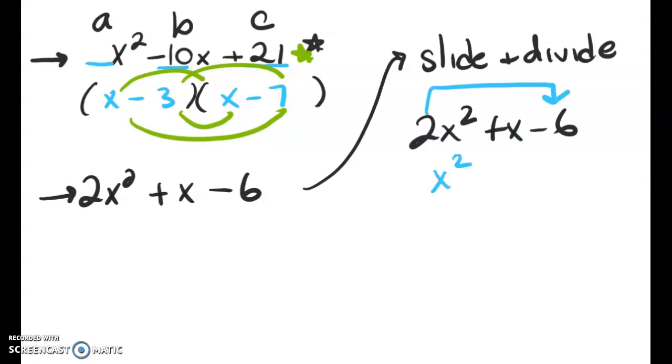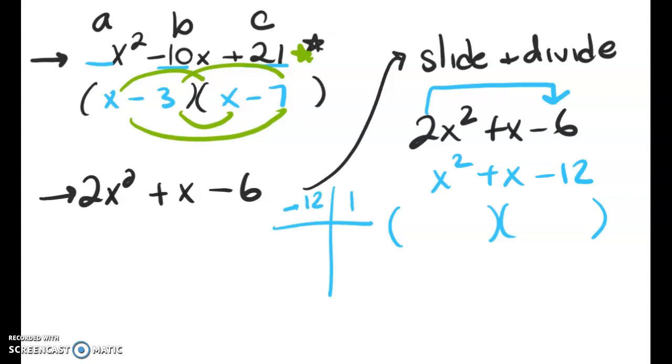And so I'm going to write x squared plus x minus 12. Now that my a is 1, I want factors of c that sum to b. And the factors of negative 12 are negative 3 and 4, or you could do 3 and negative 4. These will add up to 1, but this one adds up to positive 1 and this one negative 1. So I want to choose this one.